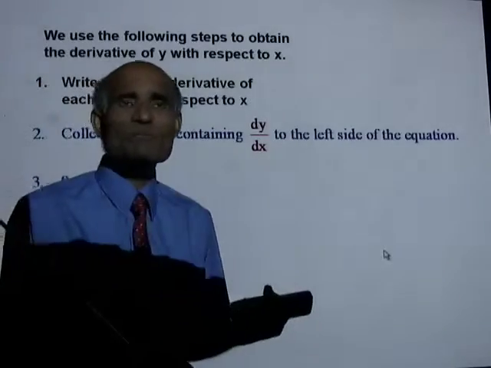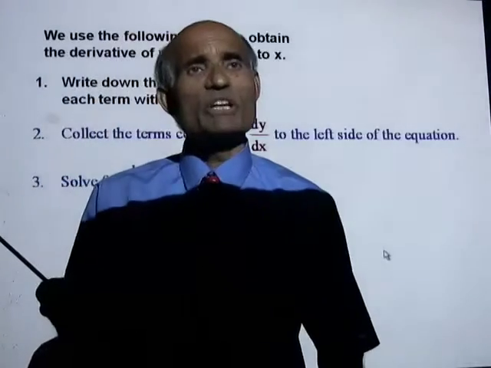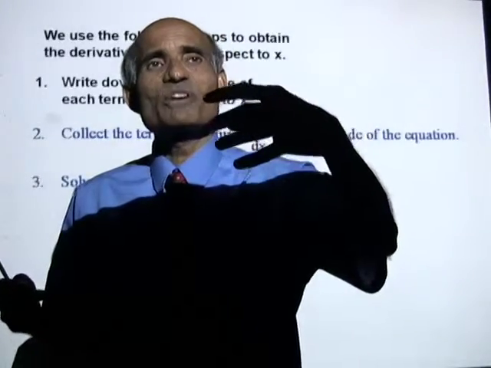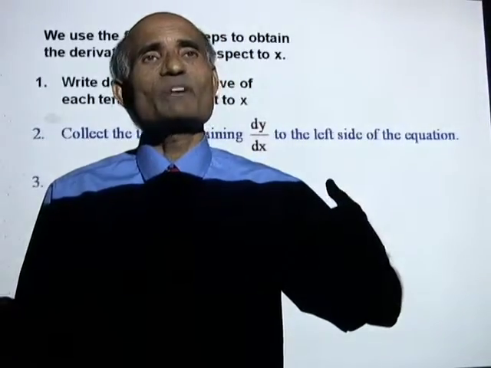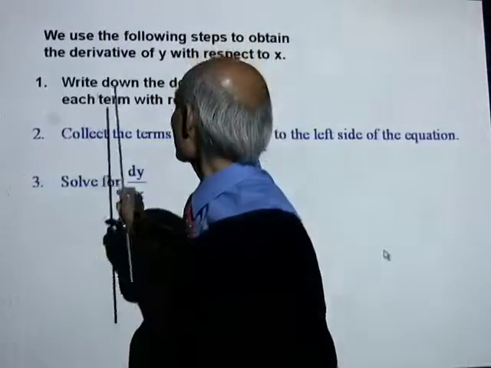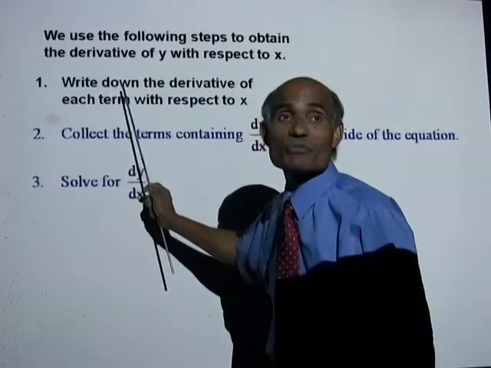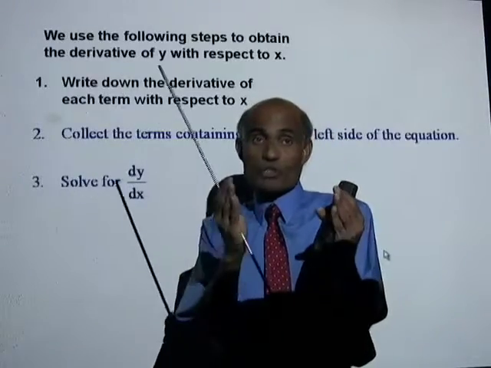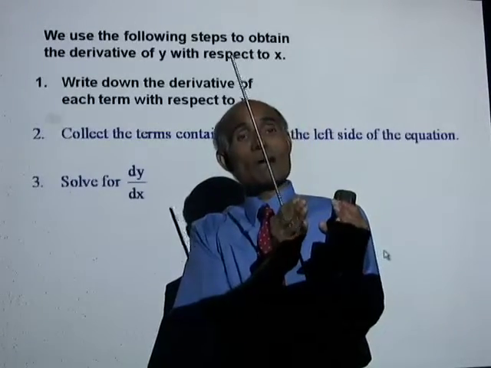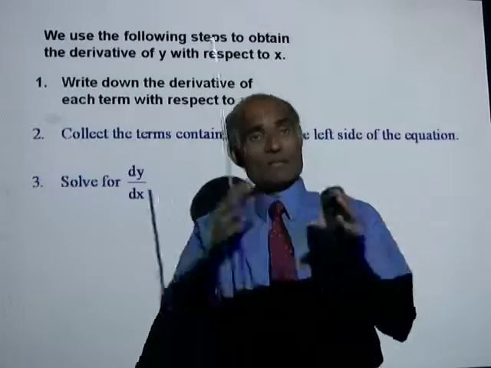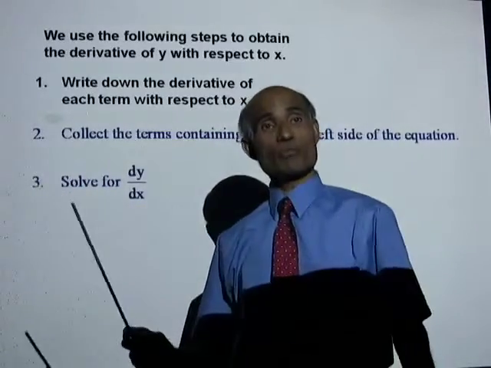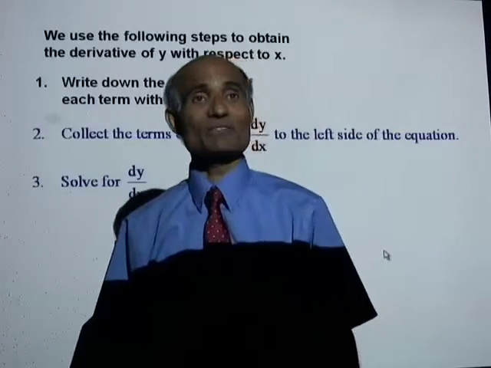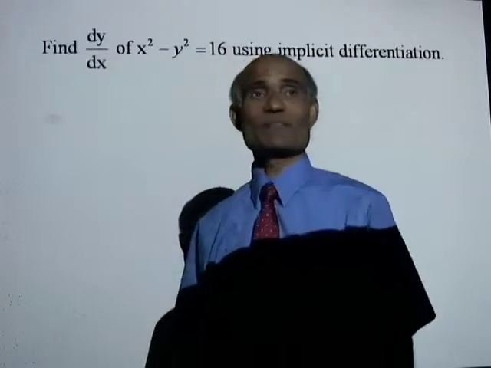Now, this is the simplest way to find the derivative of an implicitly defined function with respect to x. Once again, write down the derivative of each term. And then collect all the terms that contain dy by dx on the left side and keep everything else on the right side and solve for dy by dx. All right, let's practice that.